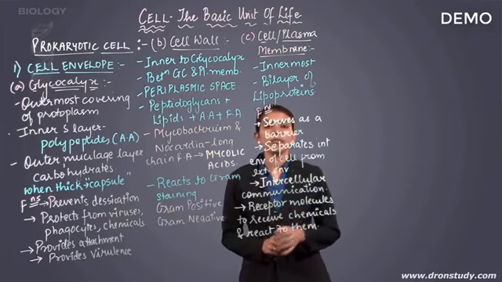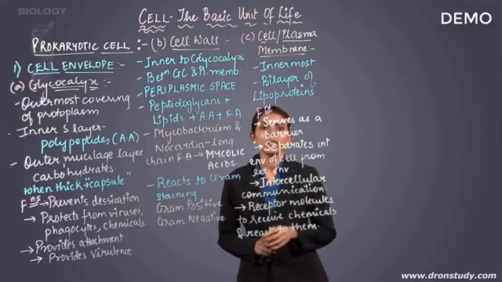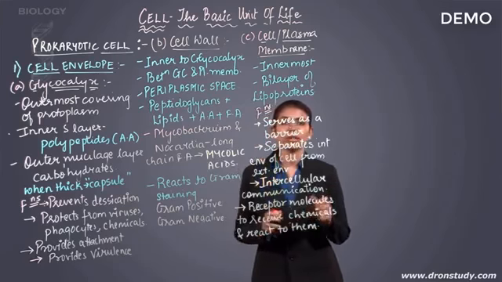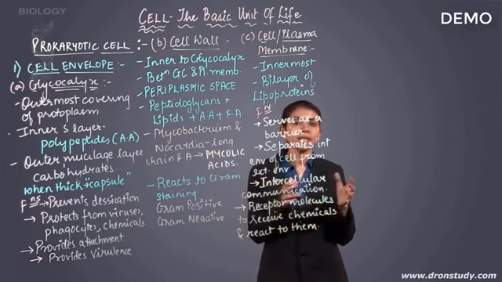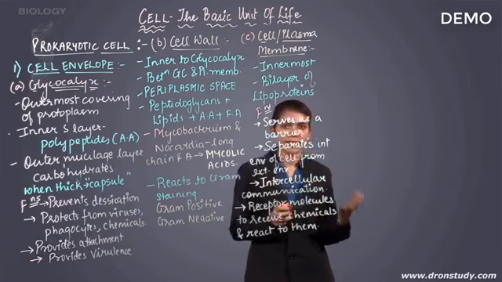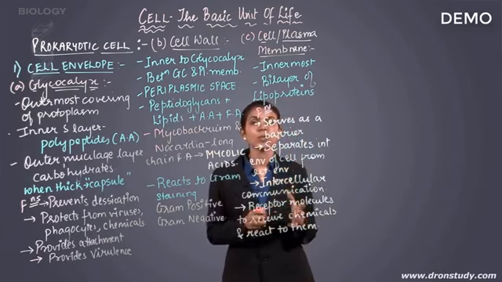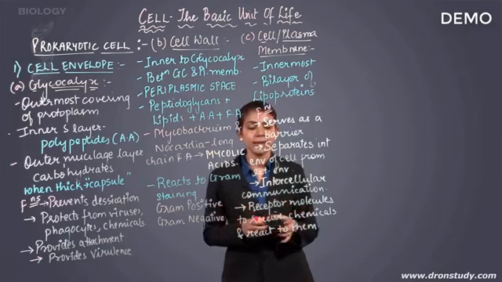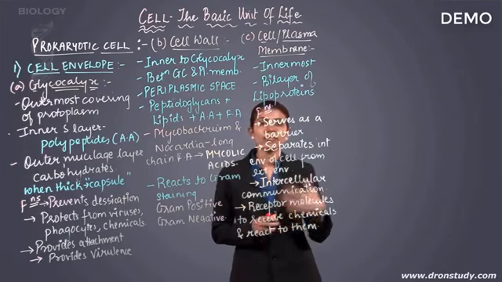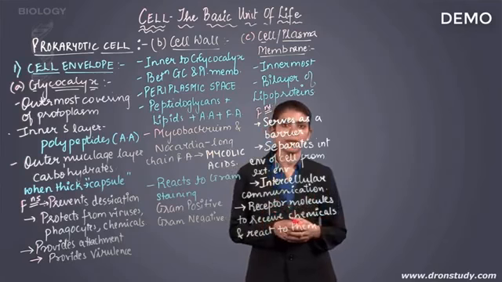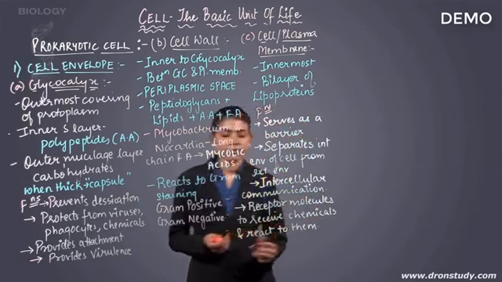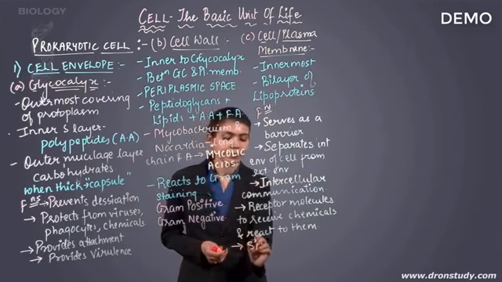Next is the cell membrane, the innermost layer of the cell envelope. It is a bilayer of lipoproteins. That means it consists of two layers of lipids and proteins. The function of the cell membrane is that it serves as a barrier. It separates the internal environment of the cell from its external environment. It is responsible for communication between two cells, and it has receptor molecules to receive chemicals and react to those received chemicals. Also, it acts as a site for metabolic processes.